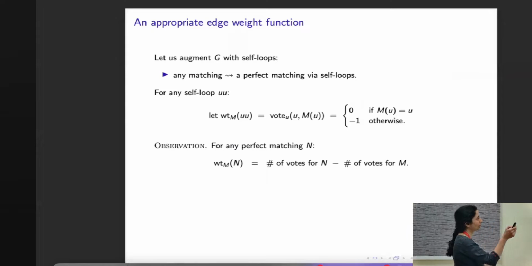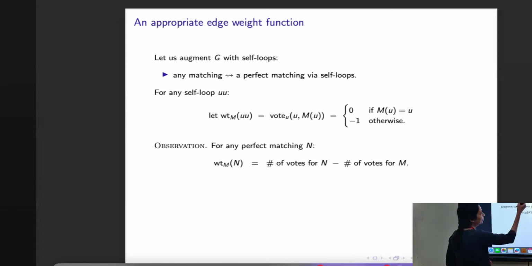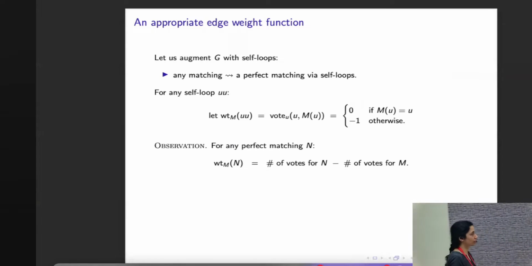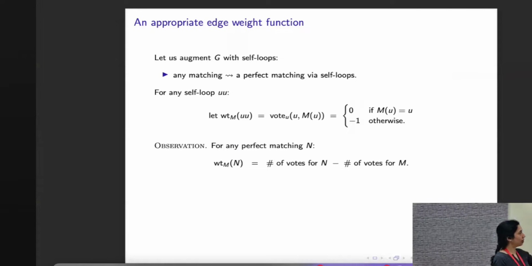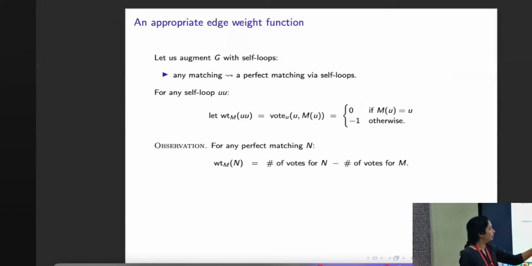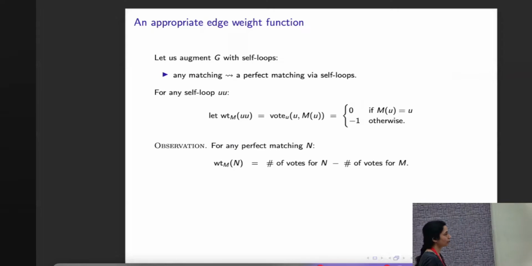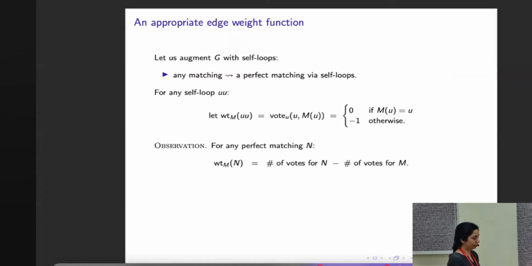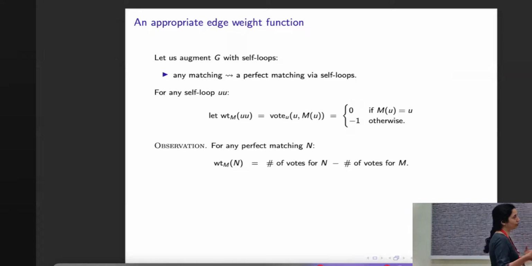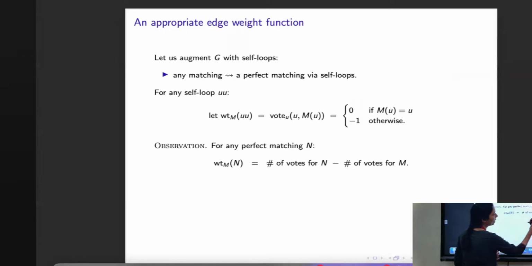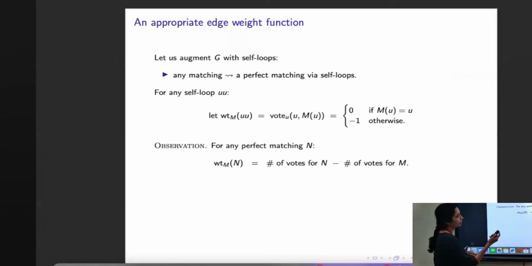And even if you didn't really understand all the fine points of the edge weight function, just remember this. We have defined this weight function so that for any perfect matching N, the weight of N under this edge weight function is just the difference between the number of votes that N gets and M gets in their head-to-head election. So the whole head-to-head election between two matchings, whether M wins or N wins, is just being captured by this edge weight function.